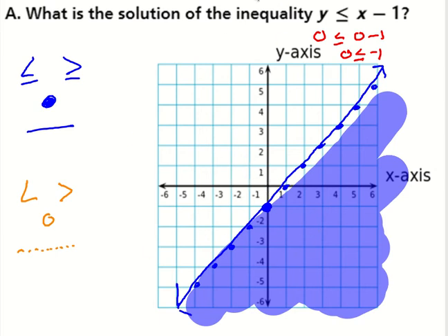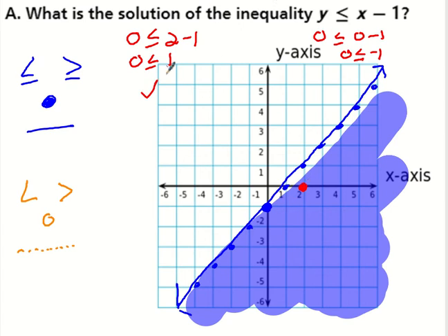Now let's look at an easy point that's in the shaded region. I can pick, let's look at this point, 2, 0. Well, y is 0, is 0 less than 2 minus 1? So is 0 less than or equal to 1? And yes, that checks out. This combination of points is a solution to this inequality.